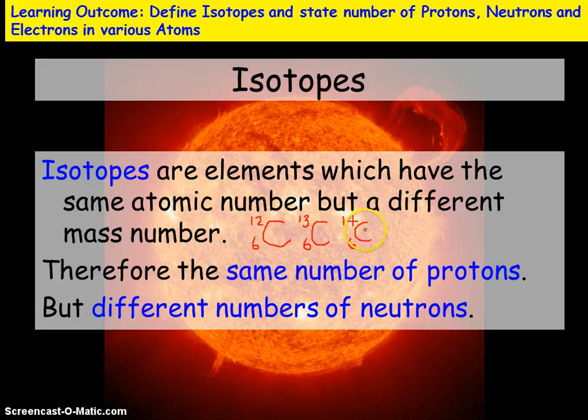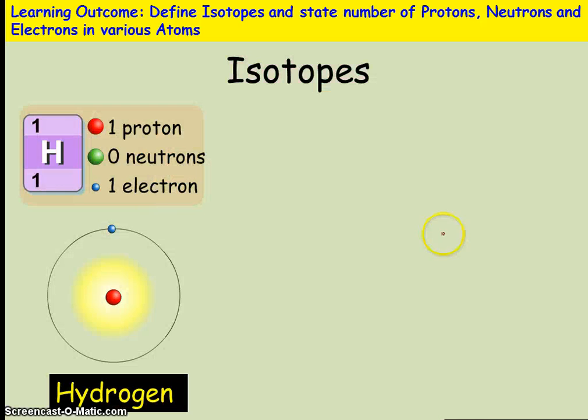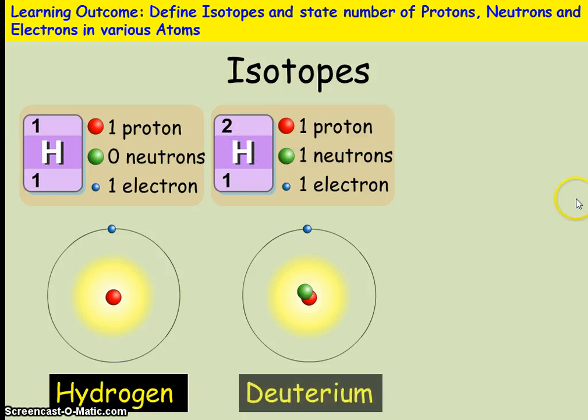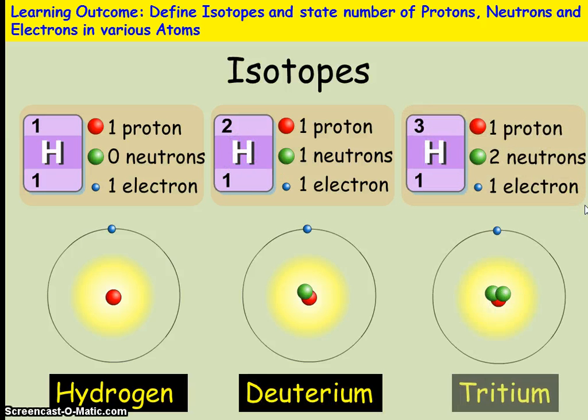This means that the mass of the isotope is different. So I've got the same number of protons, same atomic number at the bottom, but different numbers of neutrons, and we call those isotopes. Another example would be hydrogen. So hydrogen has no neutrons, but if I add a neutron to this, I've got an isotope of hydrogen, which we call deuterium, and if I add another one, I've got another isotope called tritium.